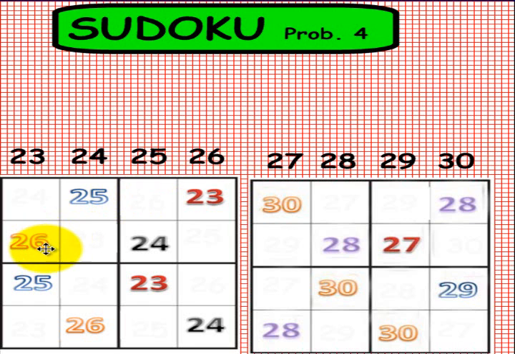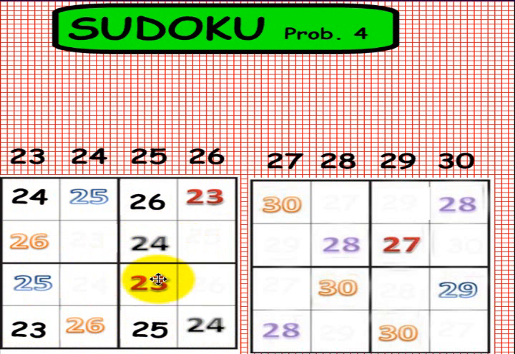Okay, let's see what we have here. We have 26 and 25, so we can't have 25 and 26 here, and here's 23, so this must be a 24. If that's a 24, the number we're missing here is 26. If this is 24, 23, 24, 26, we must be missing a 25, 24, 25, 26, so we have to be missing a number 23 here. And it all fits in.